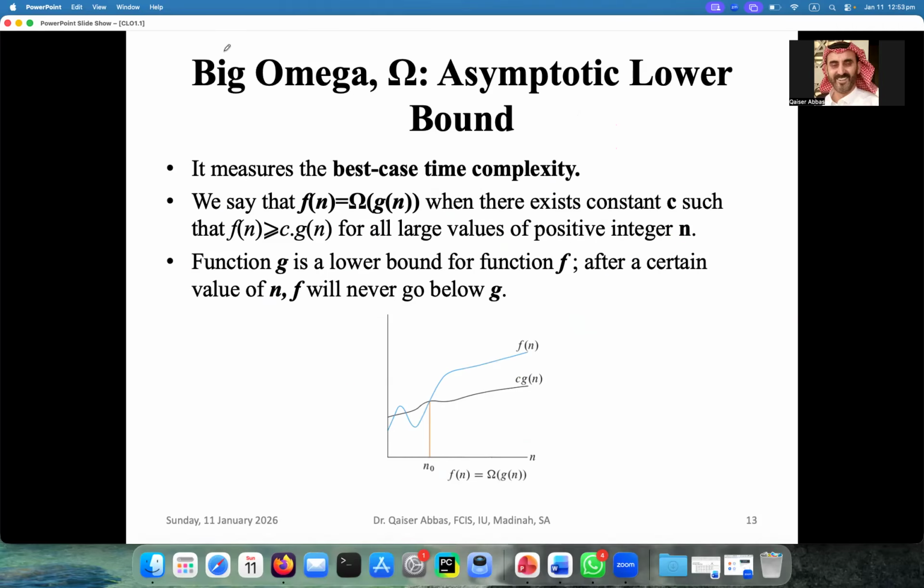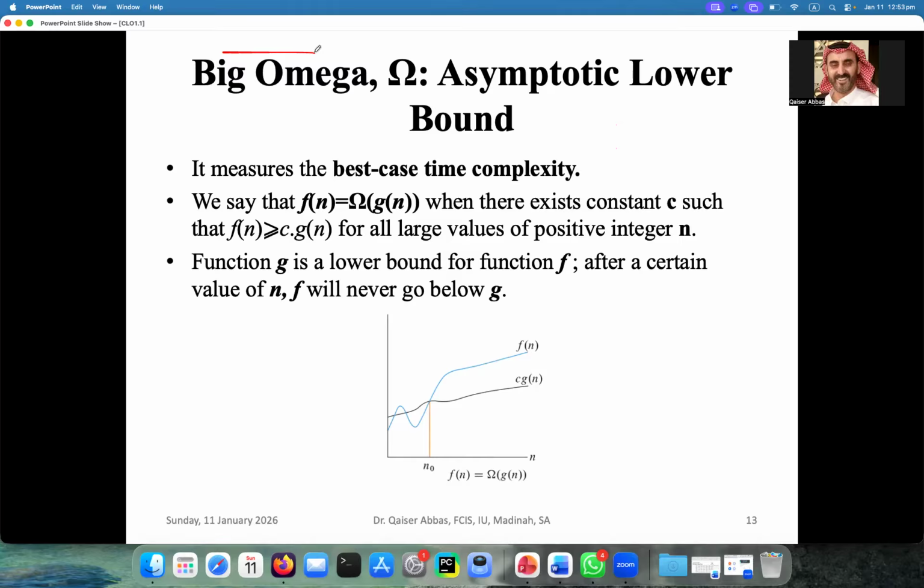Now, big omega. What is big omega? Big O is for the worst case, and big omega is for the opposite, for the best case. Worst case, maximum number of operations. Best case, minimum number of operations. And the third one is theta, for the middle, the average case, which will come next.